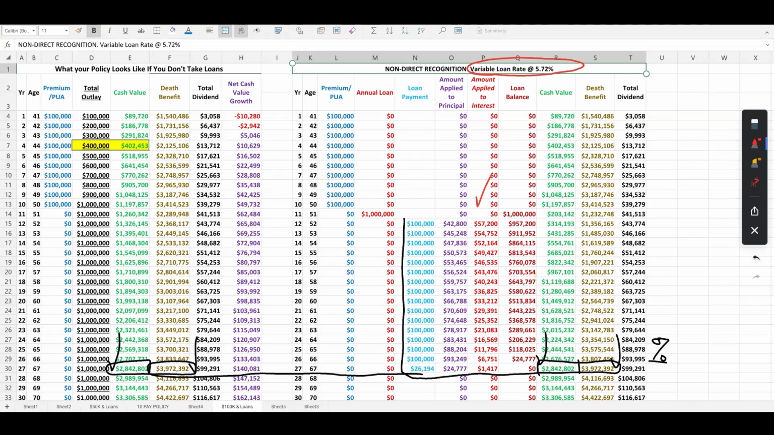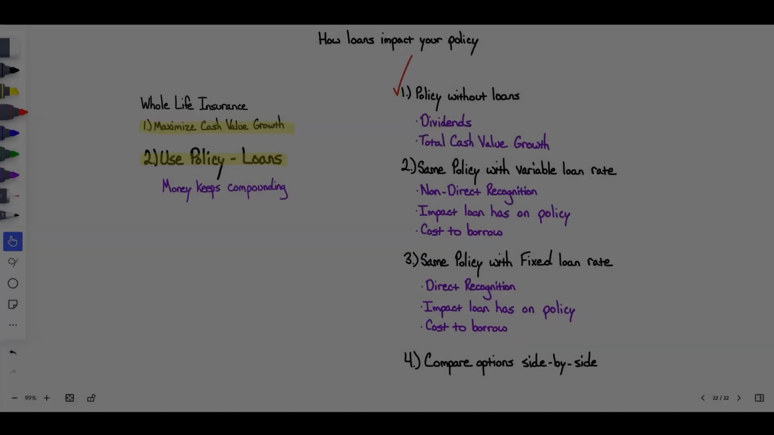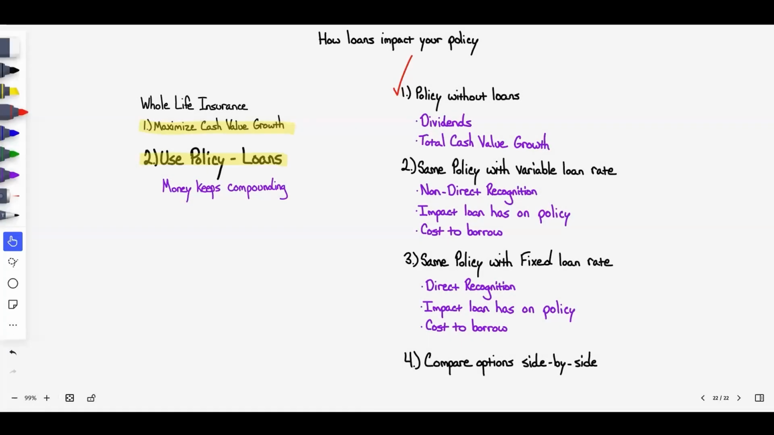As interest rates were very, very low, and they have come back up over time. So a nice alternative in that case is to consider a fixed loan interest rate. So let's do that. Number 3, we'll look at the same policy, but with a fixed loan interest rate.